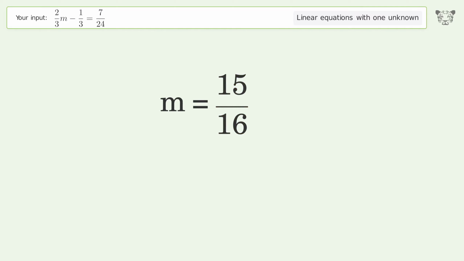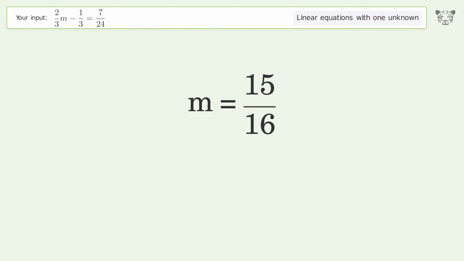And so the final result is m equals 15/16.